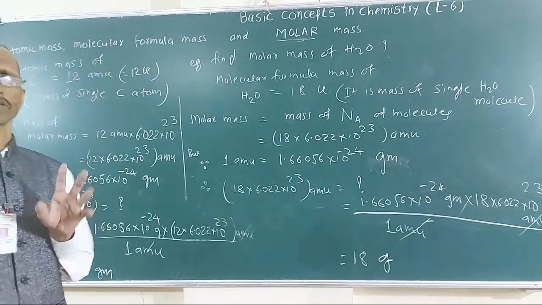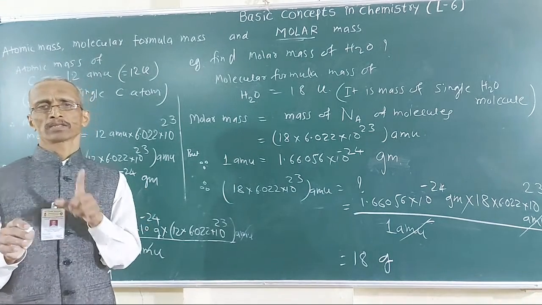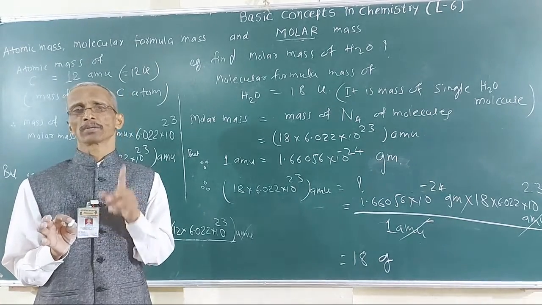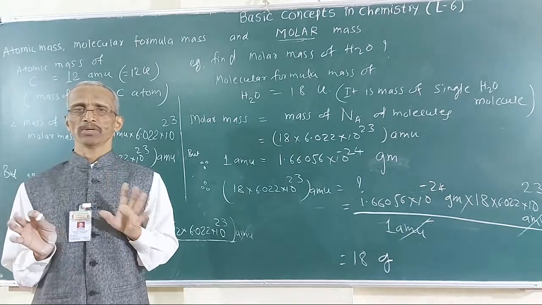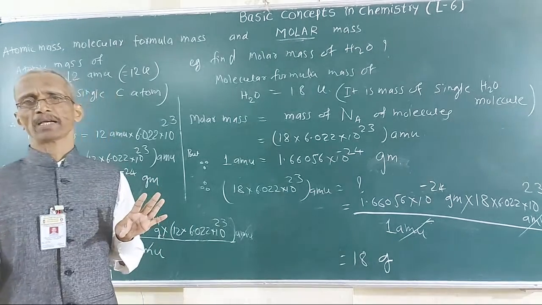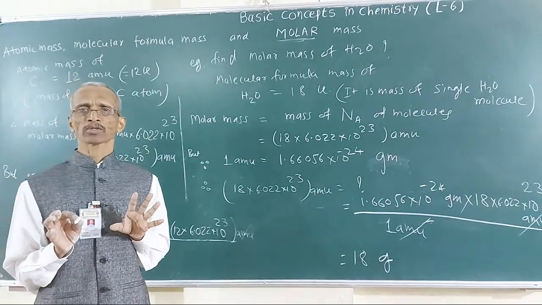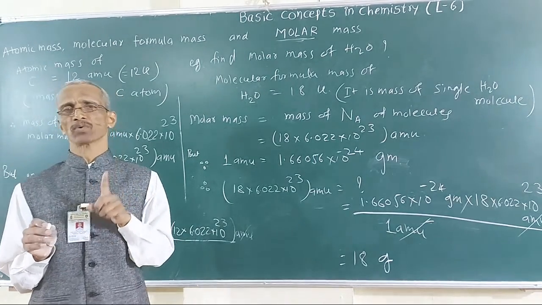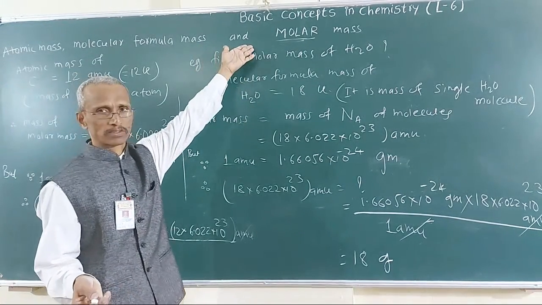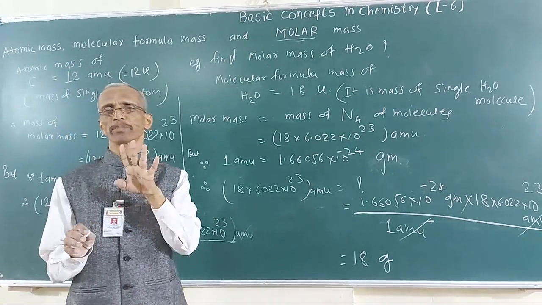So, as you know, the molar mass is the mass of Avogadro's number of particles. It may be atoms or it may be molecules. That is the first definition. Secondly, in simplified form, molar mass is the atomic mass or molecular mass in AMU expressed in grams. So molar mass can be defined in three different ways.